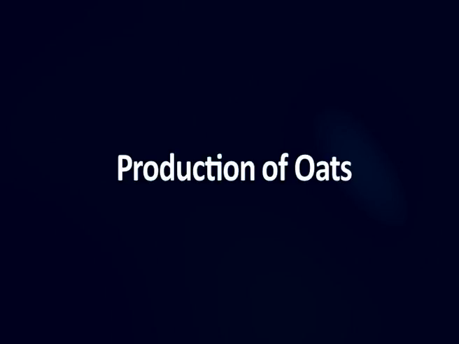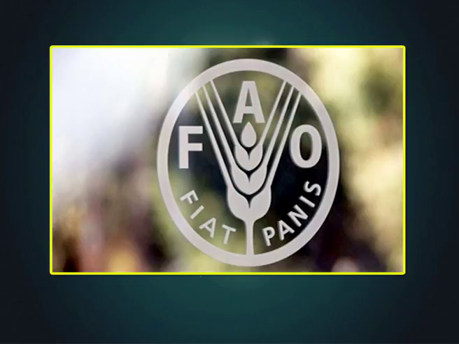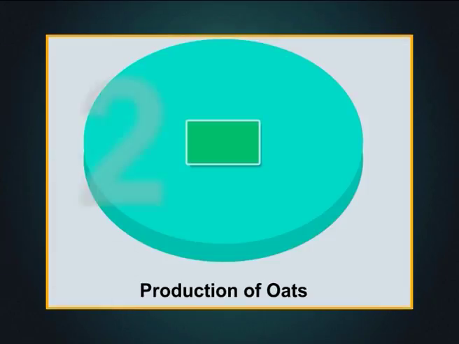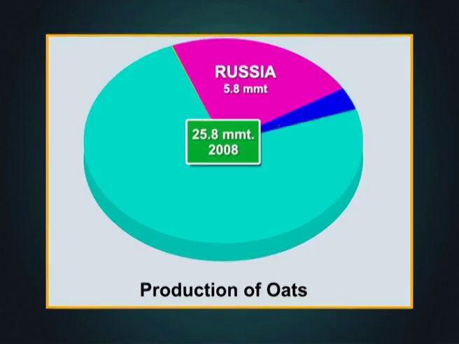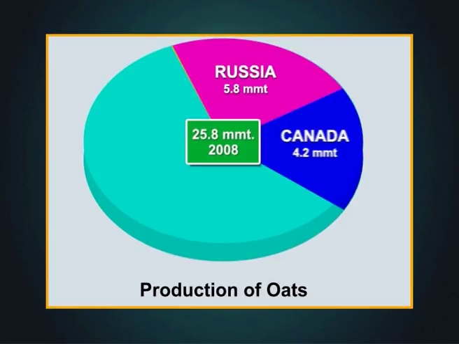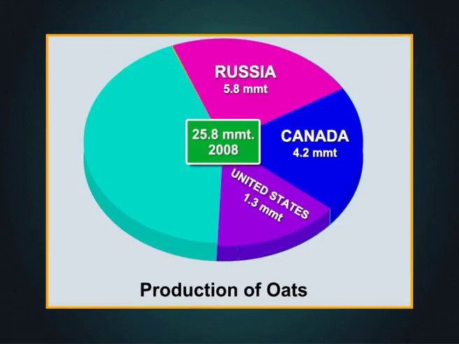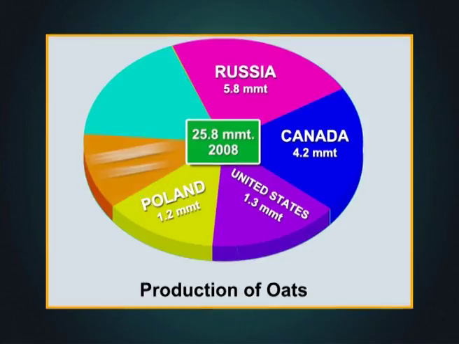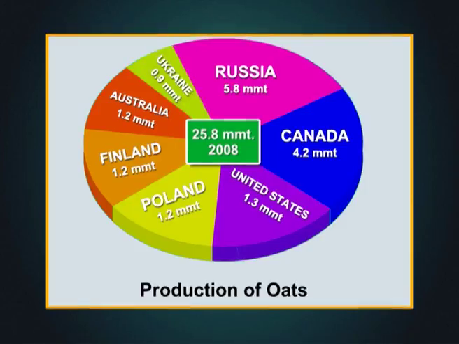Now, the production of oats. Oat is produced in various countries around the world. According to the UN Food and Agriculture Organization, the total world production of oats in the year 2008 was around 25.8 million metric tons. Russia being the top producer, followed by Canada, United States, Poland, Finland, Australia, Ukraine.